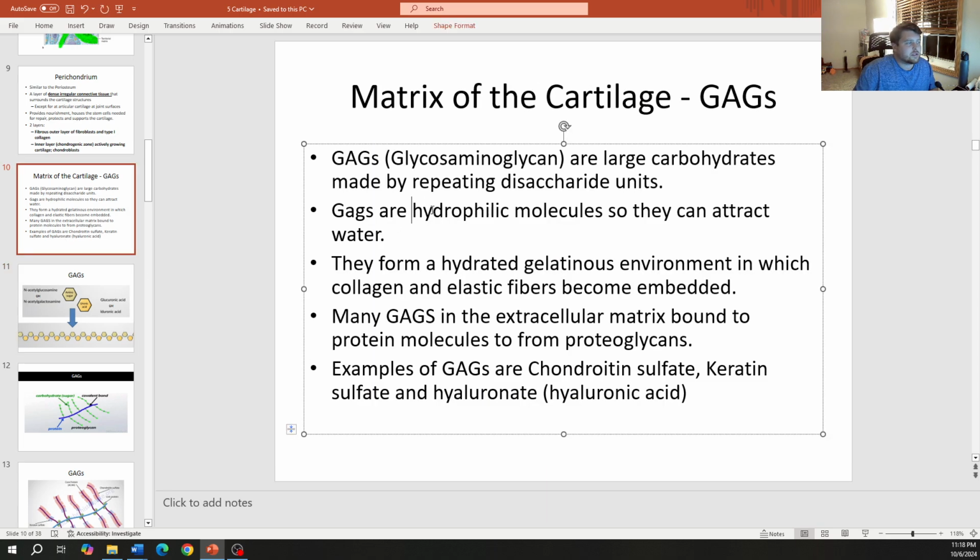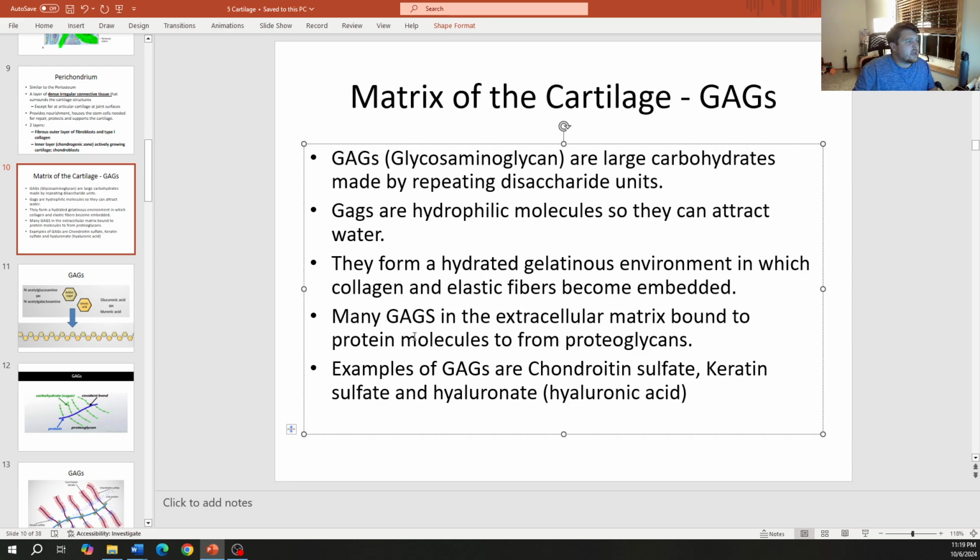And these are hydrophilic, so they attract lots of water, and they create a hydrated, gelatinous environment in which the collagen and elastic fibers become embedded. So that's why our cartilage is highly hydrated, lots of water inside of it.